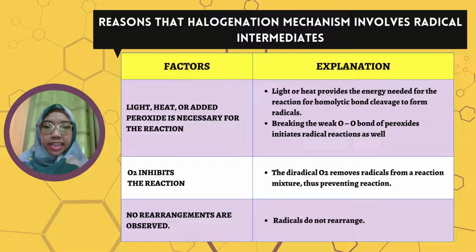The second reason is that oxygen can inhibit the reaction. The diradical oxygen can remove radicals from the reaction mixture, thus preventing the reaction. If the reaction were not a radical one, the addition of oxygen wouldn't disrupt the reaction at all. The third reason is that no rearrangements are observed, because radicals do not rearrange.